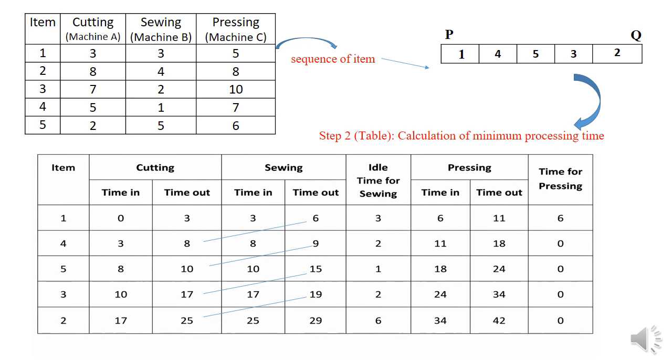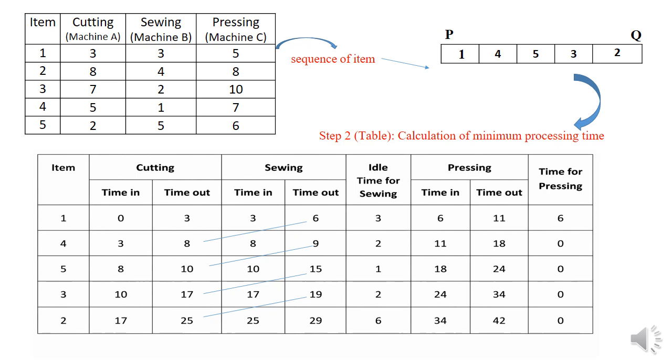The time in of item 3 in sewing machine is 17, though the time out of the previous work in sewing machine was 15. Time out of sewing machine will be 19, that means time in plus the processing time of the item in sewing machine.